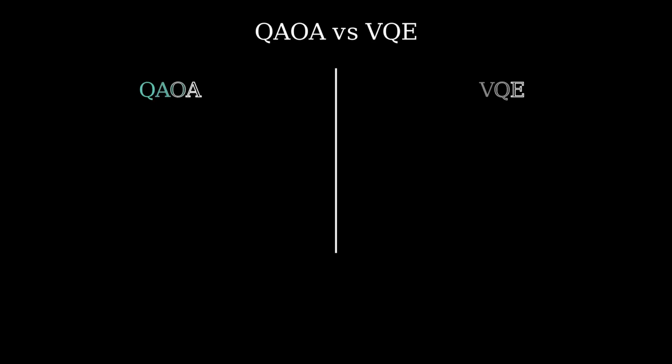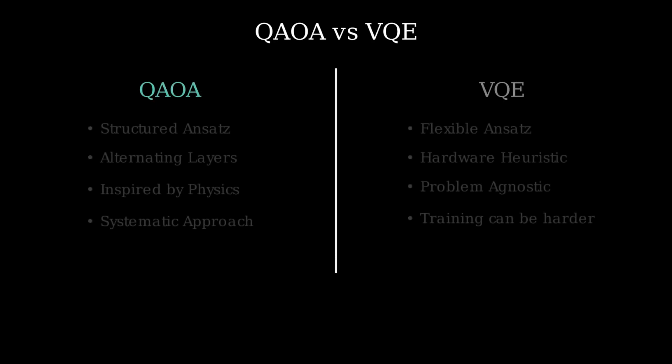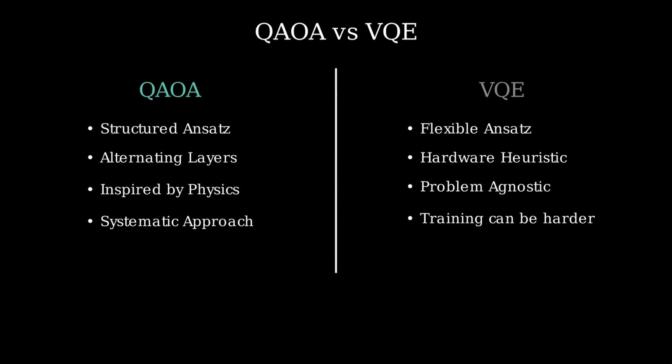So how do these two approaches compare? Here are the advantages of QAOA. Structured ansatz inspired by physics. It also uses a systematic approach, which eliminates guesswork in circuit design. It has theoretical analysis available for performance bounds and often works well with relatively shallow circuits for small p. And the advantages of VQE are more flexibility in ansatz design, it can incorporate problem-specific structure more easily, and sometimes requires fewer gates for similar performance. But in practice, both work well for combinatorial optimization problems.